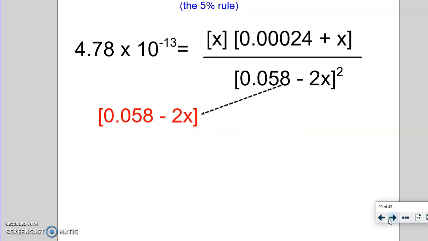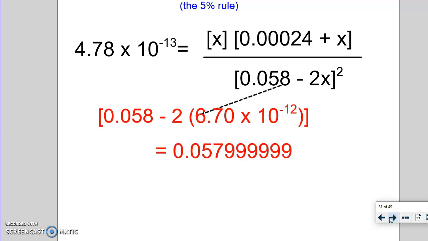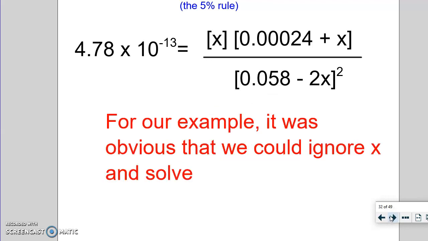But what about this other one? We've got to be careful because this time the change isn't x, it's 2x. So 0.058 minus 2x, 6.7 times 10 to the -12th, equals 0.057999999. Is 0.058 a very different number than 0.0579999? No. Again, you would have to have like 7 or 8 sig figs to be able to tell a difference, and we're usually going to round answers to 3 or 4 sig figs. So we are pretty confident that that is allowable.